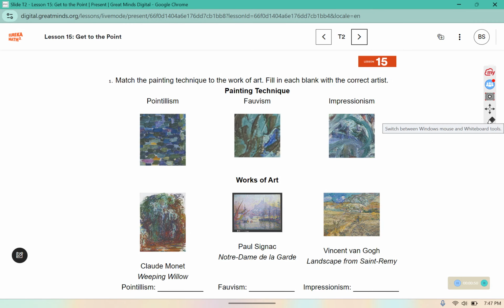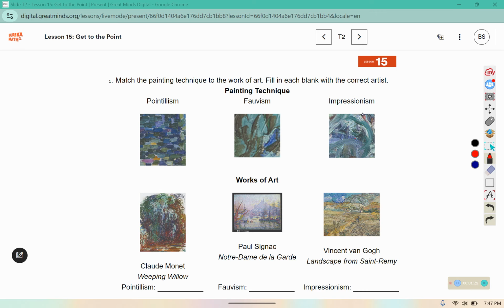Here I have different types of painting or painting techniques. And it says to match the painting technique to the work of art. Fill in the blank with the correct artist. So we have 3 different styles. We have pointillism, fauvism, and impressionism. So pointillism has brush strokes or dots that turn into a work of art.